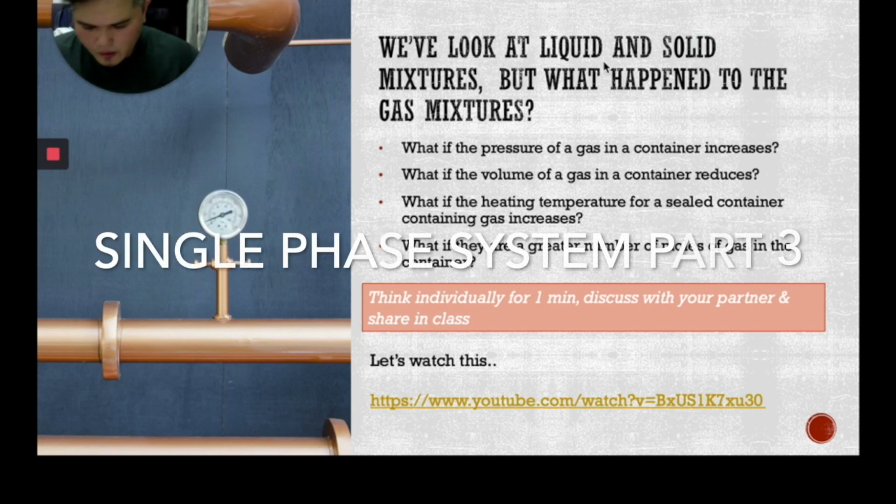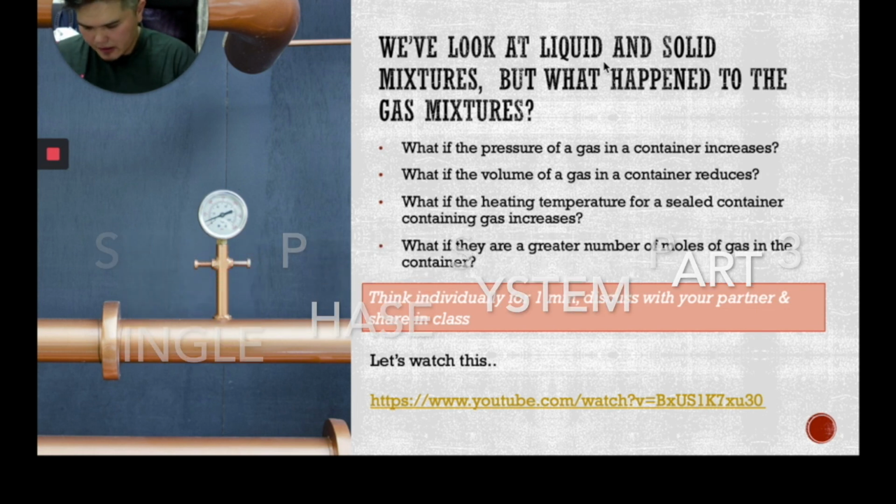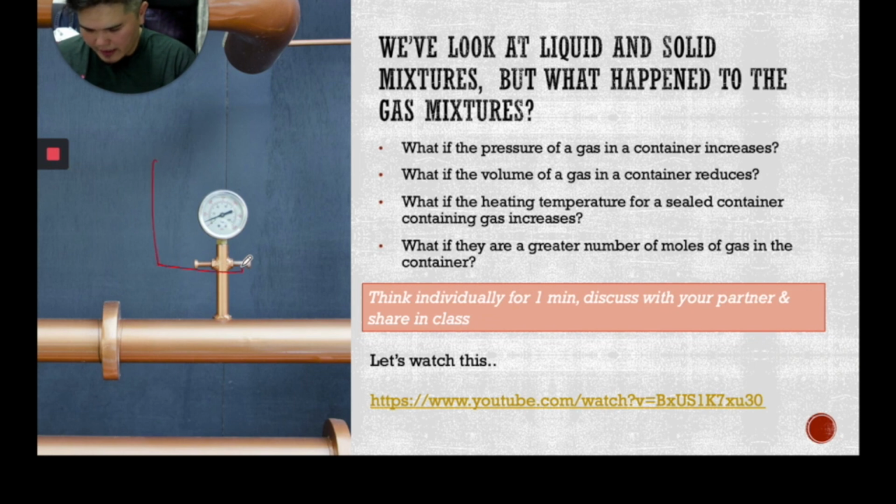So we come across this question: what if the pressure of a gas in a container increases? Let's have a look at a container of a gas. Let's say we have this container, and there are molecules of gas inside, colliding with each other and with the container wall. Suddenly you have a piston, and in order for the pressure to increase, you push this piston downwards.